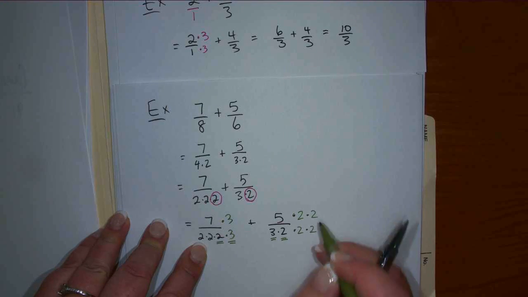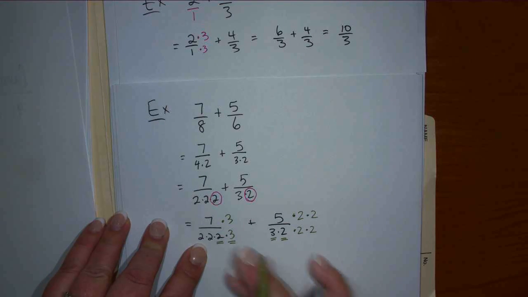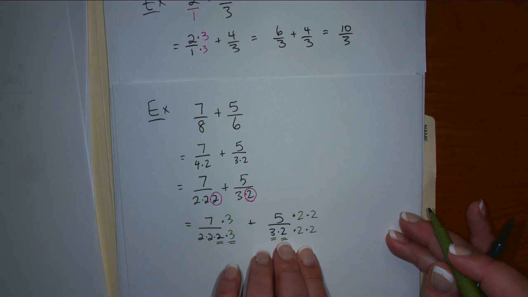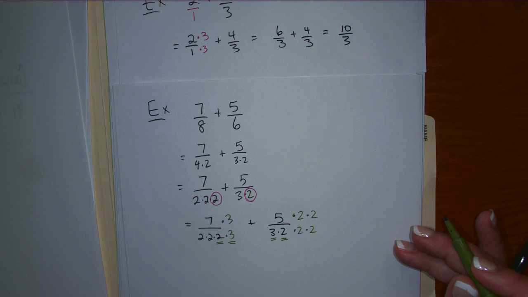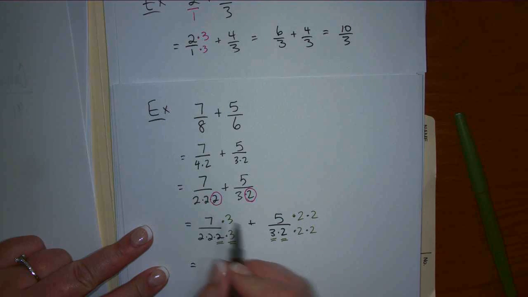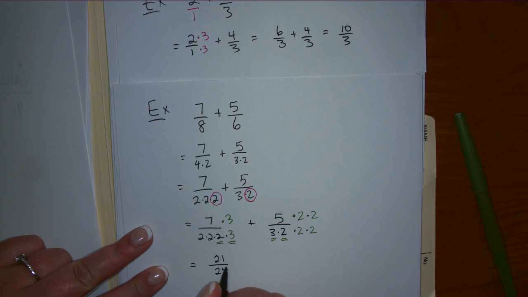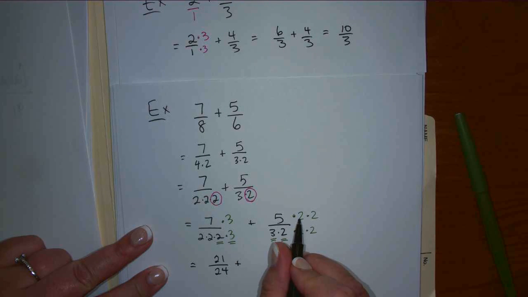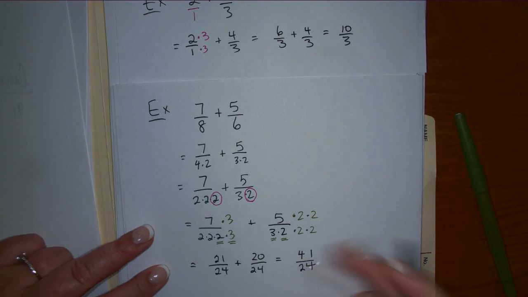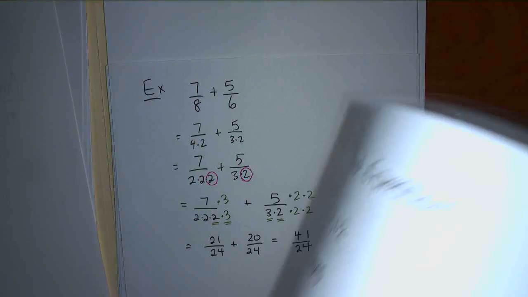Whatever you add into one of these, you have to do it both to the top and bottom. So now do the bottoms, the denominators, have the same numbers? Yeah. So what is that number? 2 times 2 times 2, 8 times 3, 24. So we've got 21 over 24. And 5 times 2, 10 times 2, 20 over 24. And we would leave it like that.